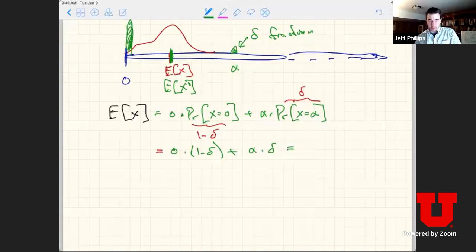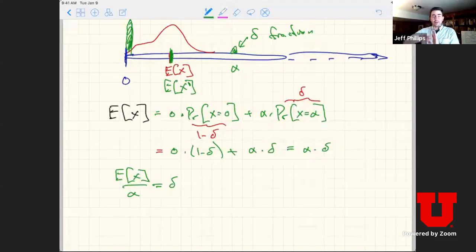Okay, and this is 0 times something, so it goes away. So this is alpha times delta. Then I want to solve for the value of delta that I can take to put it alpha far away, and that's exactly going to be the expected value of x divided by alpha is going to be delta, right? Just by dividing through by alpha.